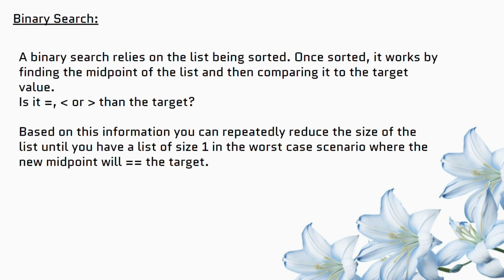So how does a binary search work? Well, it does have a prerequisite to work. The list needs to be sorted. But once it is sorted, it works by finding the midpoint of the list and then comparing it to the target value. Is it equal to, less than, or greater than the target? Based on this information, we can do different things, which we're going to see in the pseudocode in a second. And based on this information, you can repeatedly reduce the size of the list until you have a list of size 1 in the worst case scenario. This probably wouldn't happen a lot of times, where the new midpoint will equal the target.